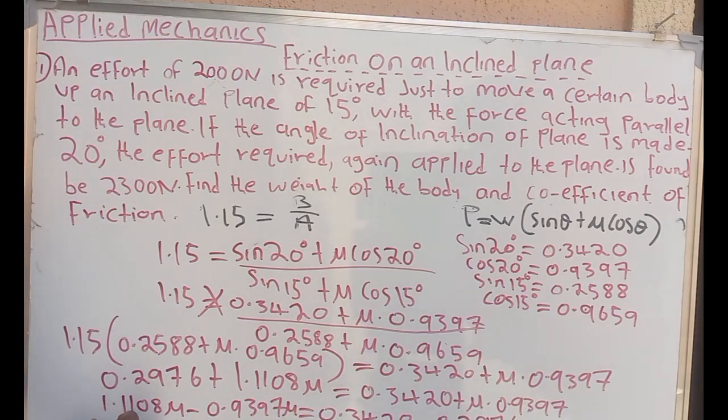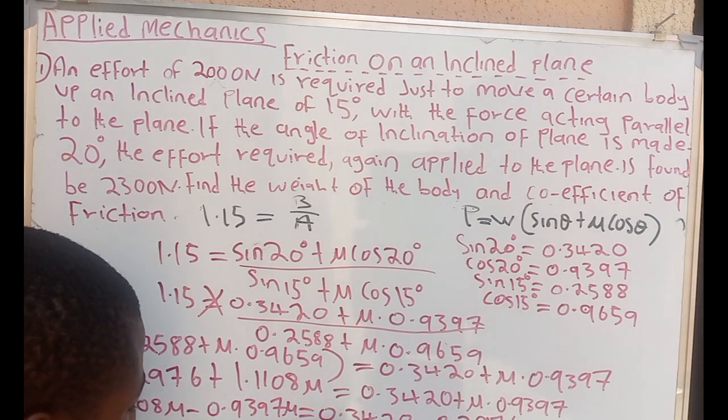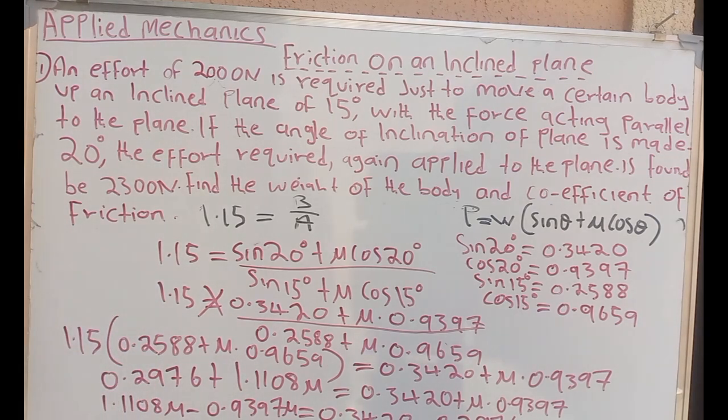So we have like terms with mu. 1.1108 minus 0.9397, let's calculate it and see, we're having 0.1711. So 0.1711 mu is equal to 0.3420 minus 0.2976, we're having 0.0444.